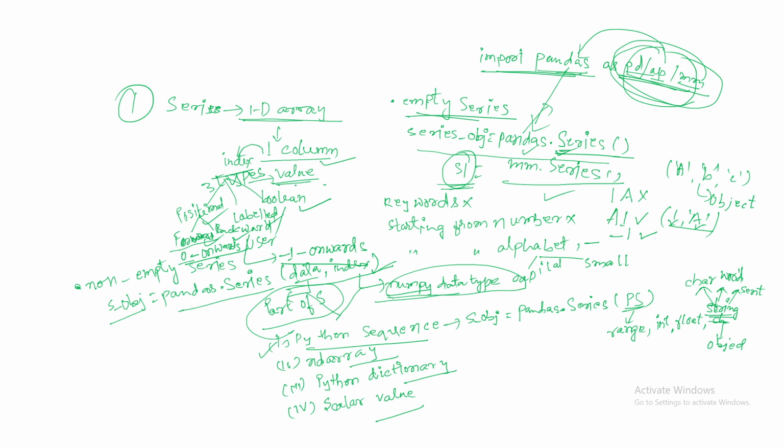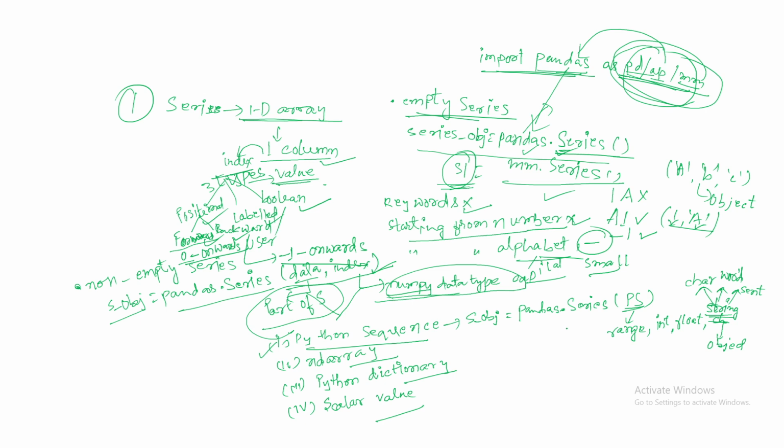Now some rules for writing variables. Keywords cannot be accepted as variables. Starting with numbers, it will not accept it. So how can we write variables? Starting from an alphabet, anything, capital or small, otherwise underscores. Like this we can create the variables.